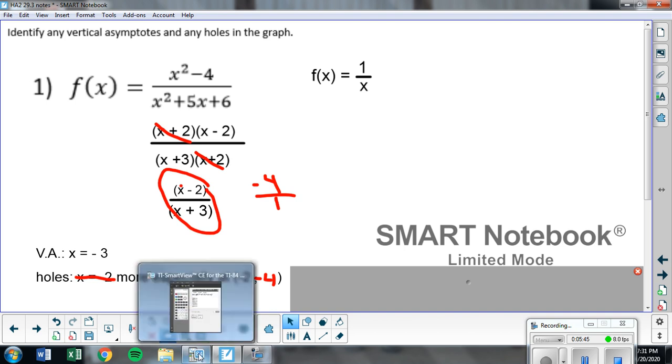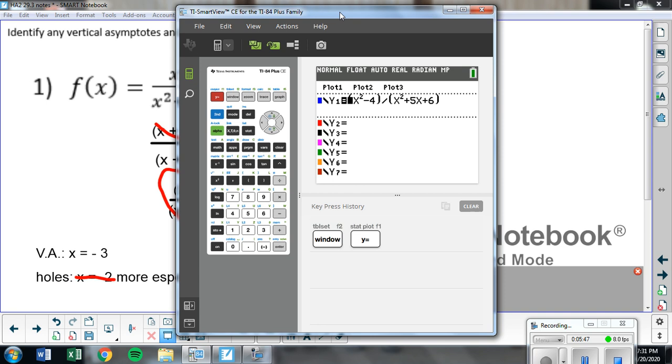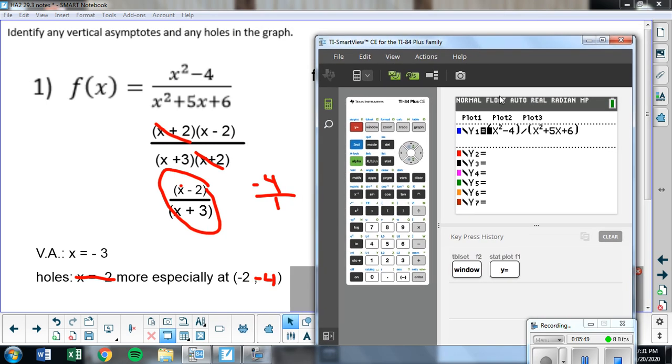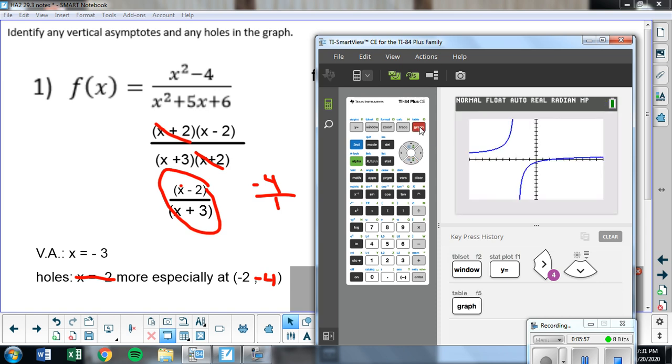So let me grab my graphing calculator here. You can do this with me, or you can just kind of follow along. I have typed in the original problem without simplifying. Here it is, and here's the graph. Can you see a vertical asymptote? Can you see a line where there are no values? Right here is your vertical asymptote. Does that look like x is -3? Yep, x is -3. Now, where's that hole?